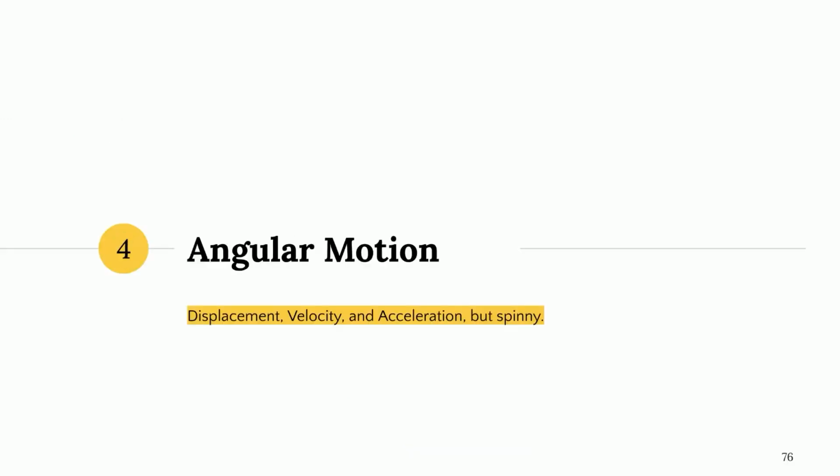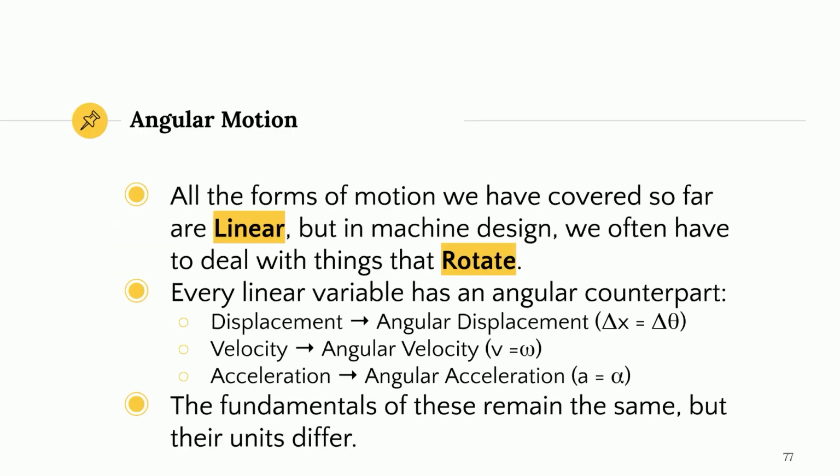Part 4, angular motion. Displacement, velocity, and acceleration, but spinny. All the forms of motion we have covered so far are linear, therefore in lines. But in machine design, we often have to deal with things that rotate. Every linear variable has an angular counterpart. So displacement has angular displacement, which is delta x equals delta theta. Velocity has angular velocity, so v equals omega. By the way, if you don't know these Greek terms, it's okay. Just start remembering them now. Acceleration is equal to angular acceleration: a equals alpha. The fundamentals of these remain the same, but their units differ.